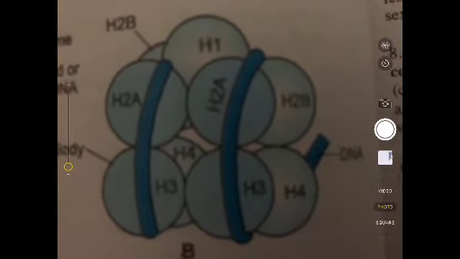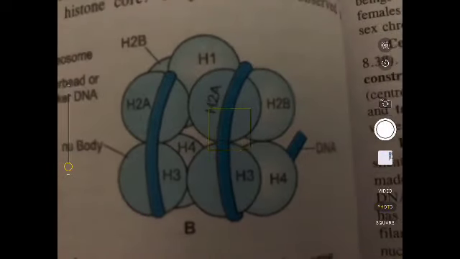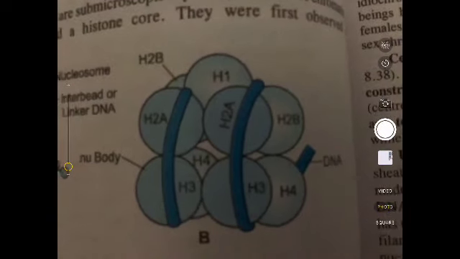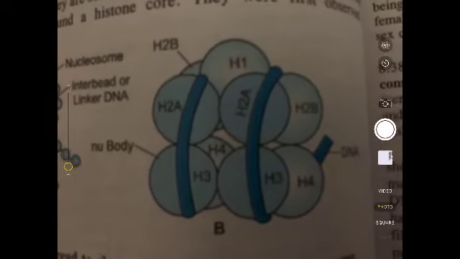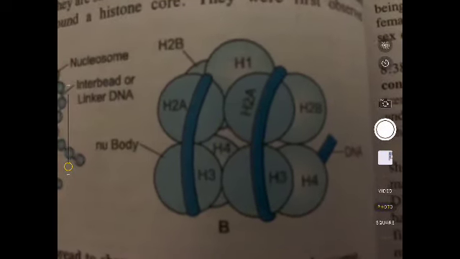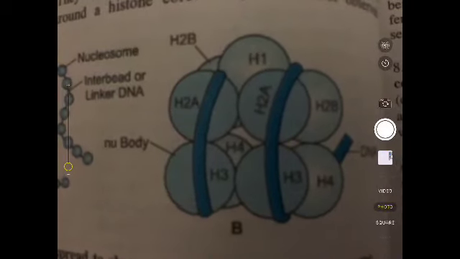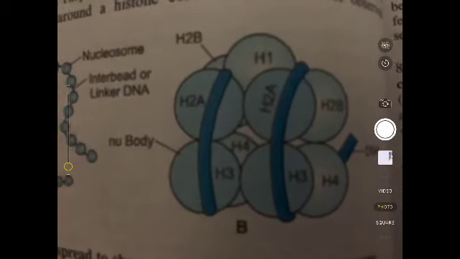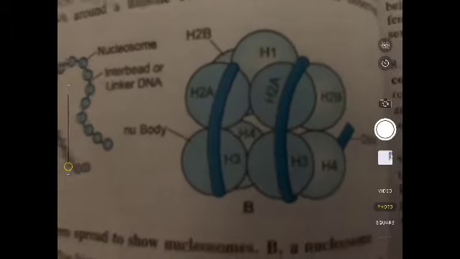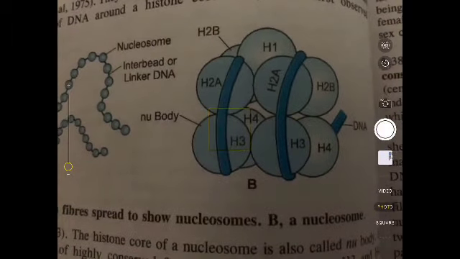So I want to show you this structure also. See, the round structures are called histone proteins, and the wrapped blue color thread is called DNA. So this DNA is wrapped around 8 histone proteins, and then we get one nucleosome.